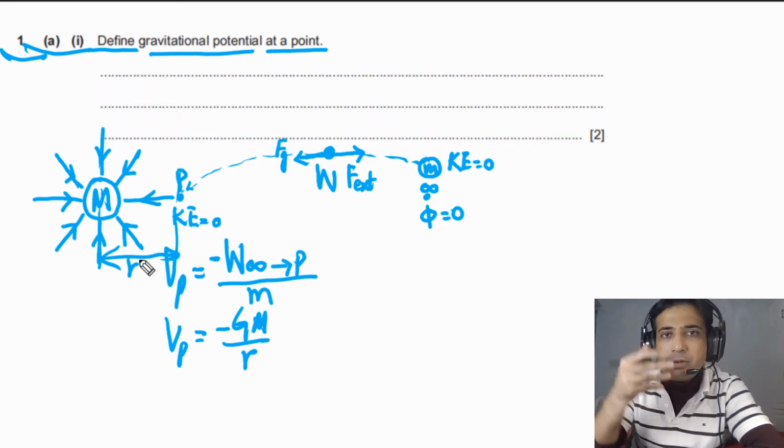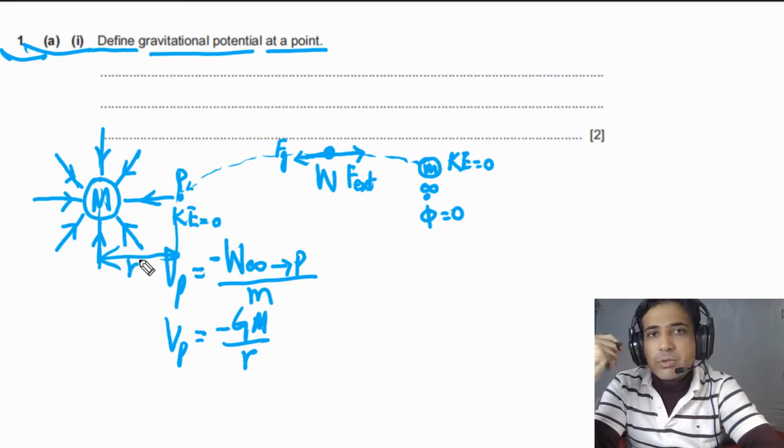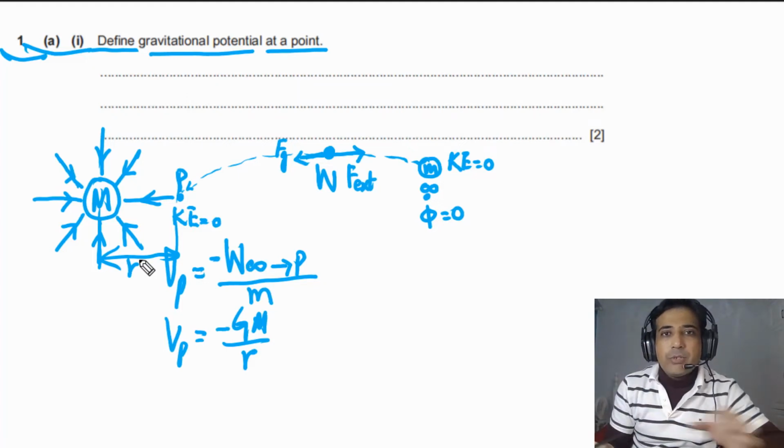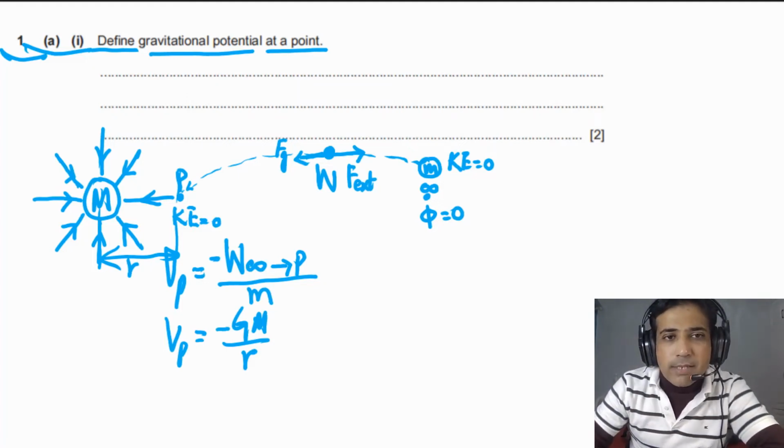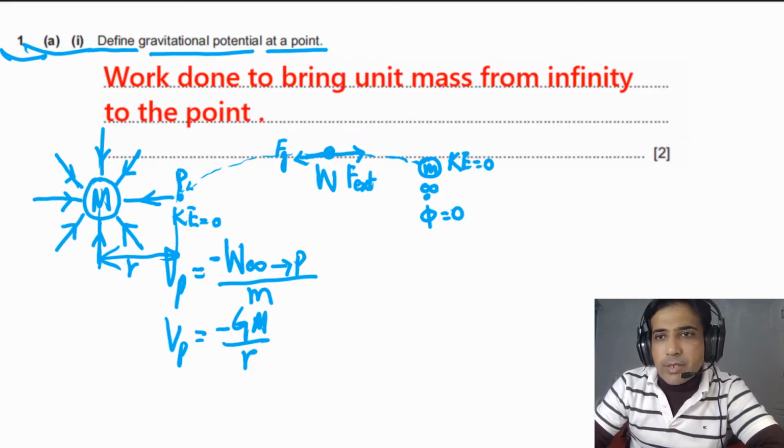So this is how we define gravitational potential. You need to understand how we define it. So let me show you the answer, how you can write down the answer. This is how you can write down the answer.